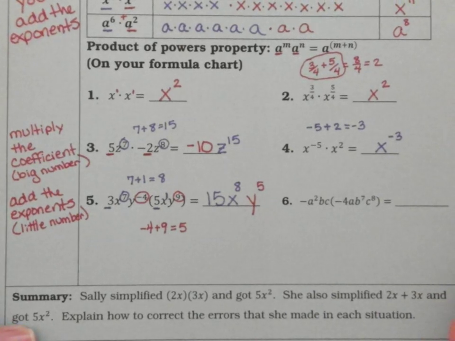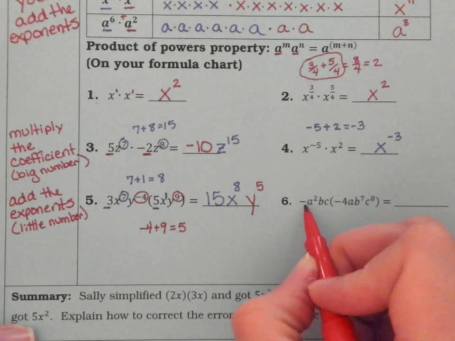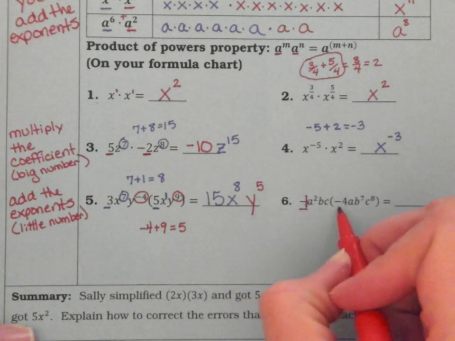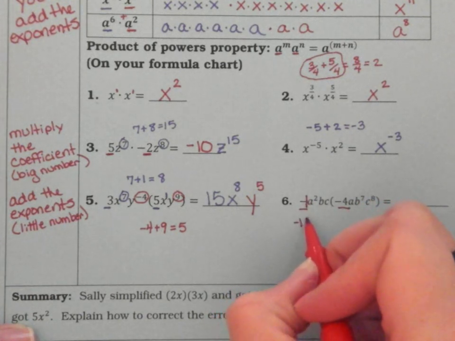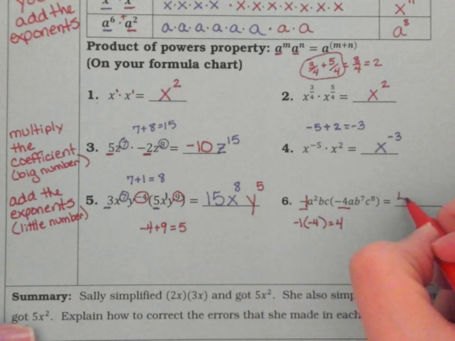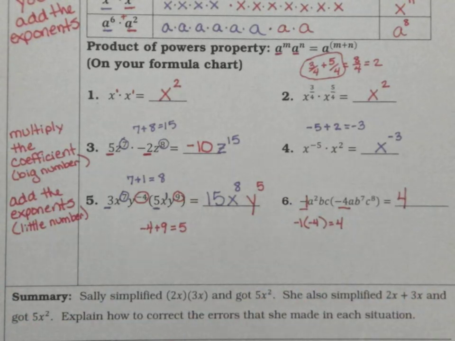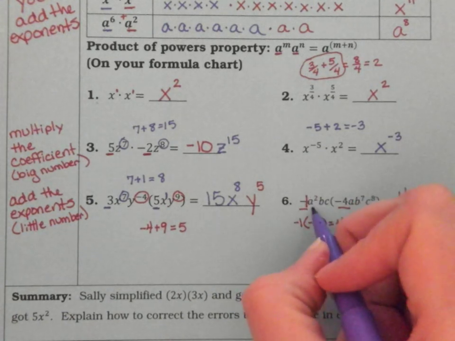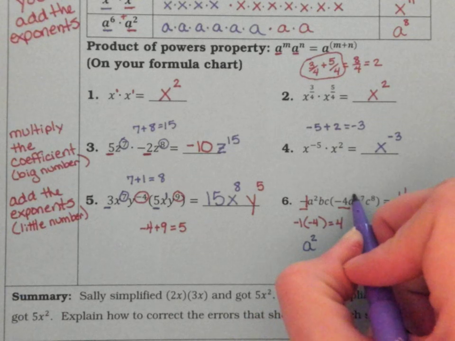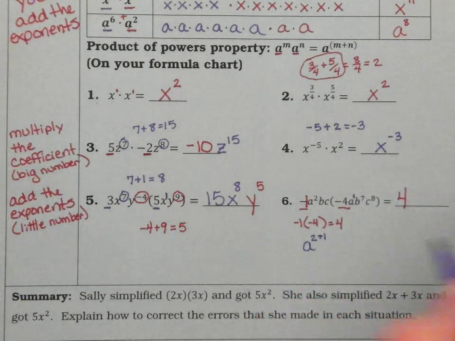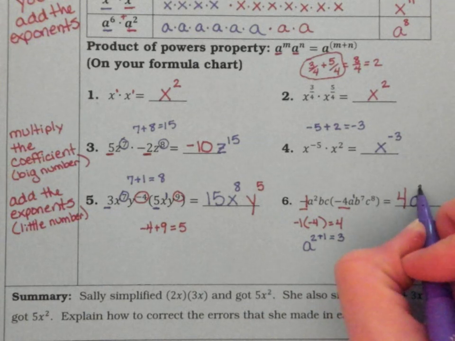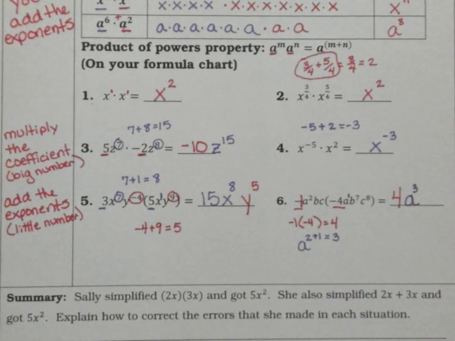And then last one, this time I do have a coefficient. I have a -1 coefficient and a -4. -1 times -4 is +4. And then let's talk about the a's. I can only put a's with a's. So this is a squared, and there's an invisible 1, plus 1 gives me 3. So this is a to the little 3, exponent of 3.